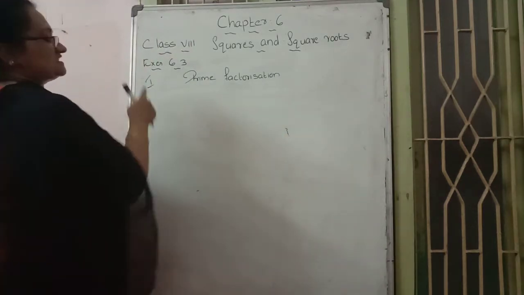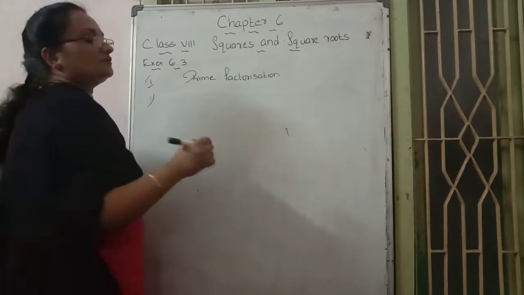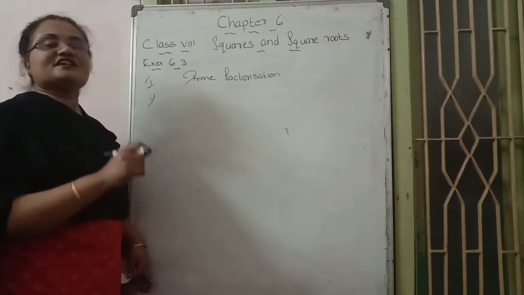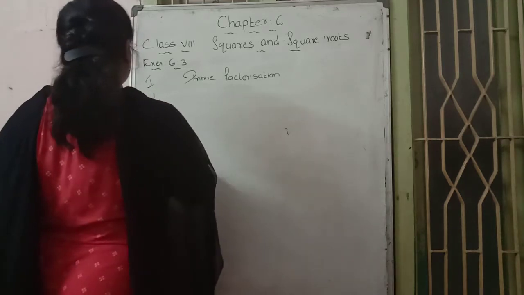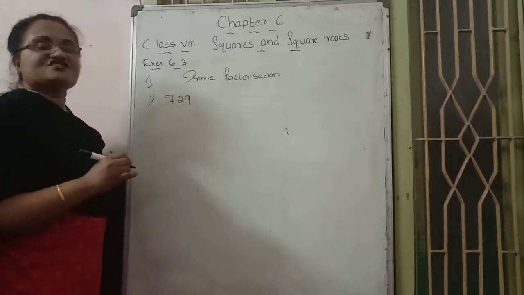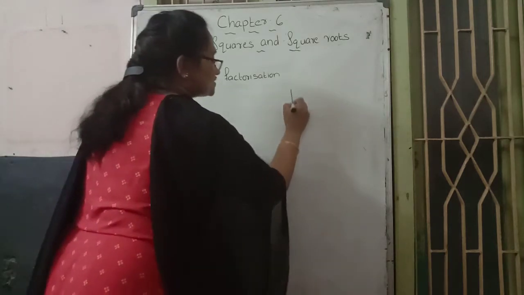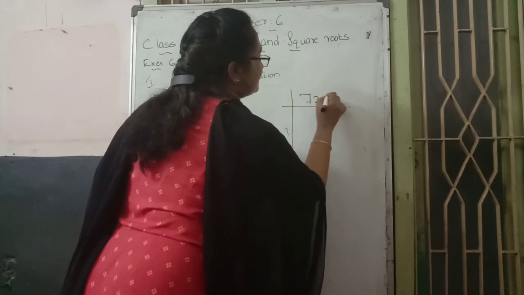The first question in exercise 6.3 gives some numbers, and we apply the prime factorization method to find the square root of the given number. The first question is about 729. How do we prime factorize and find the square root of 729? In this way, draw the box, then write 729 inside the box.